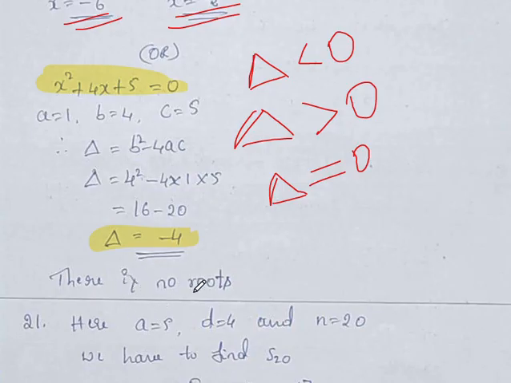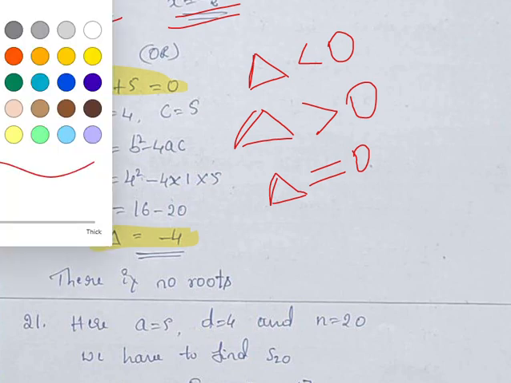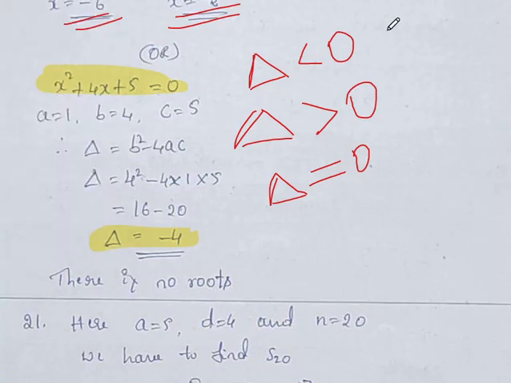Here I have written there is no roots. This is wrong actually, so I'll tell. Here we got delta is less than 0. Less than 0 means absolutely it will be negative. If it is less than 0, the roots are no real roots. So I'll not get any real roots. The roots are not real. That means you'll get complex roots, like imaginary roots, for this one.